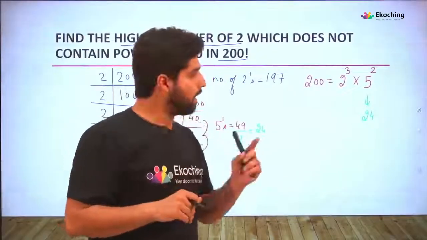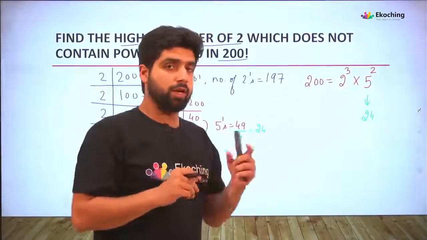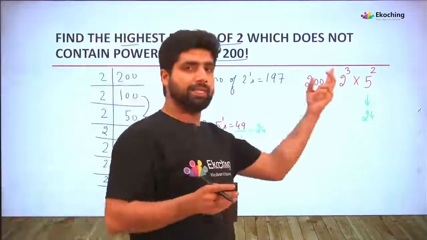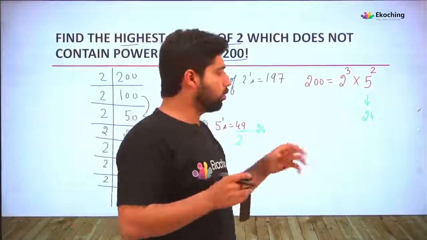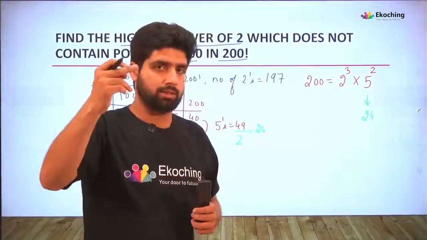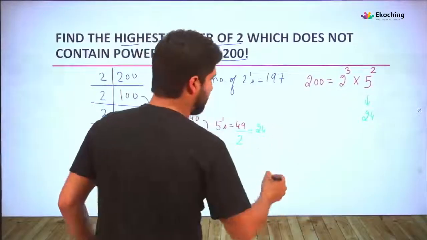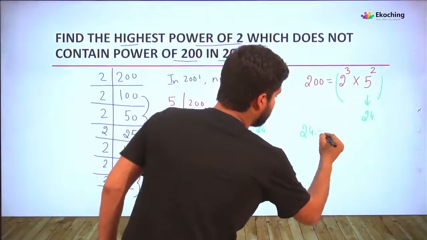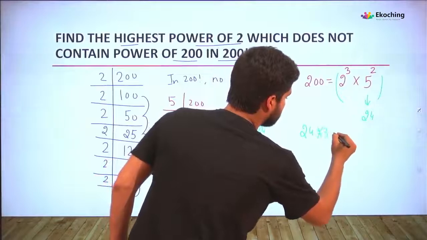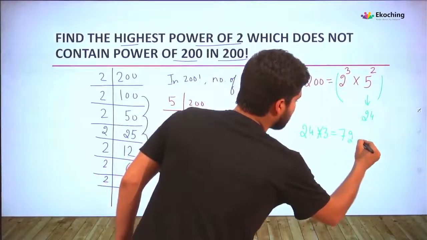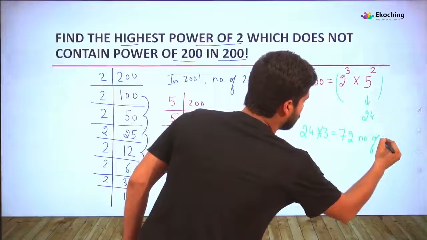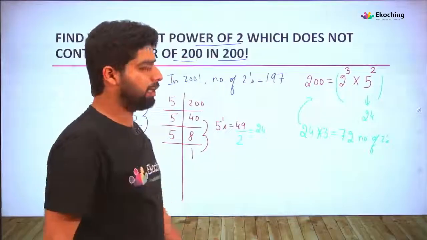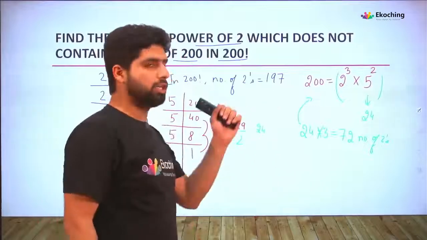Similarly, I need to find this thing. What do I need? 2 into 2 into 2. And each of these contains 3 2s to make it 8. To make 24 8s, so 24 into 3. This 72 number of 2s will be used here. This 72 number of 2s will be used in 200.